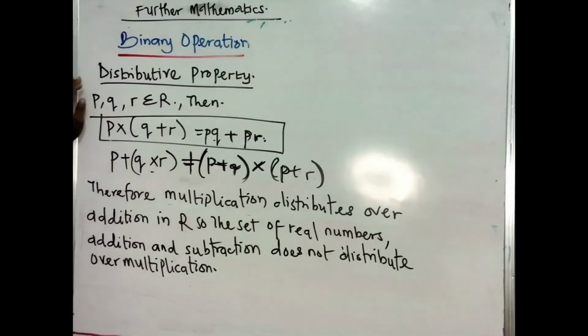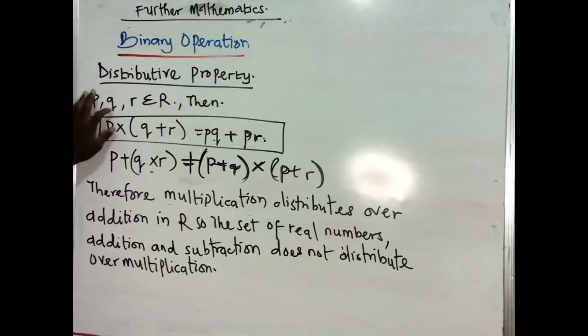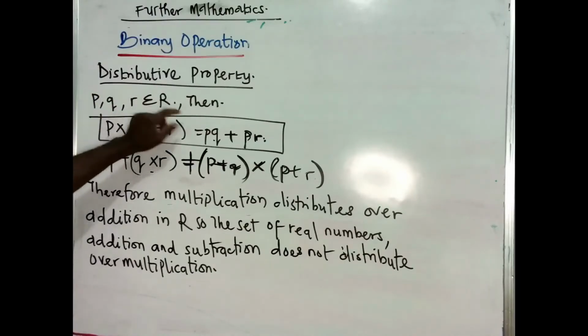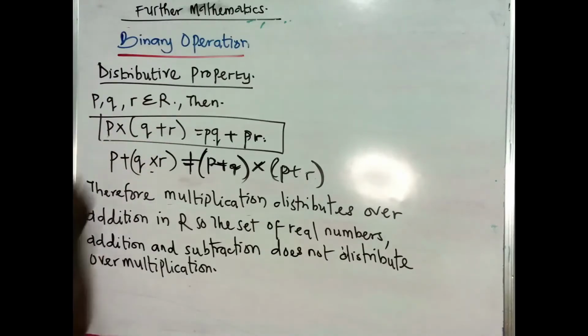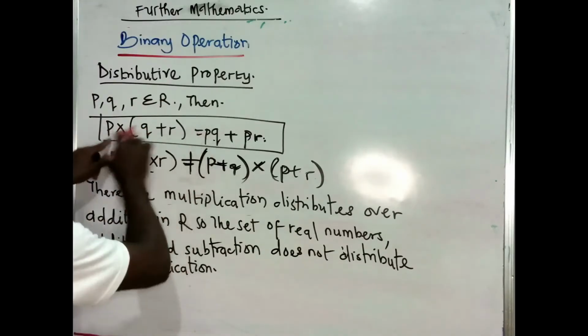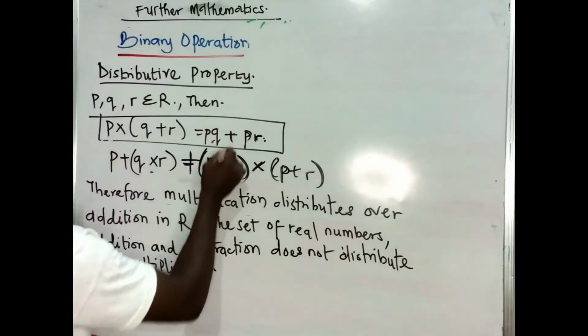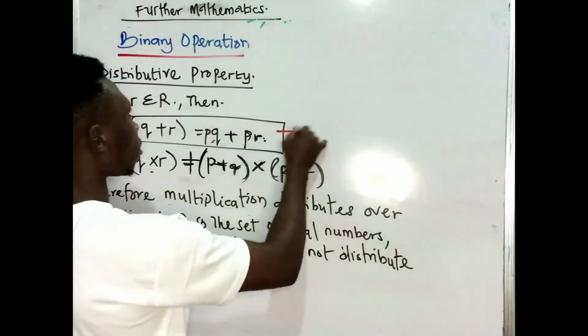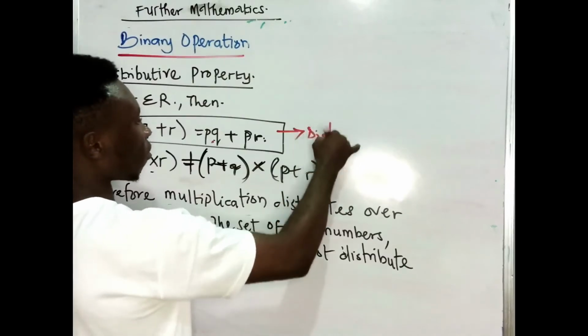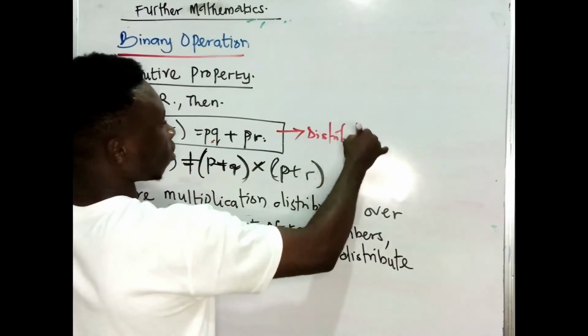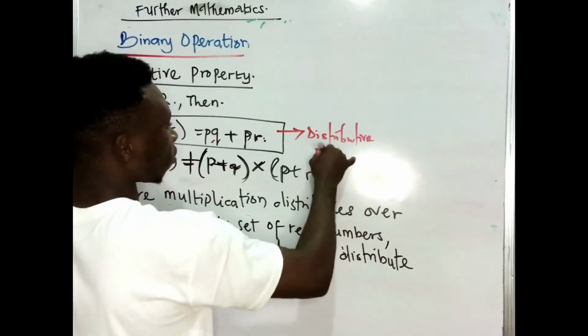Distributive property. My distributive property says that P, Q, R is in R. Is in what? It's a real number. Then what? P times Q plus R. Now this says that the product of P times Q, PQ plus P times R, that's PR. Now this is your what? This is your distributive property.